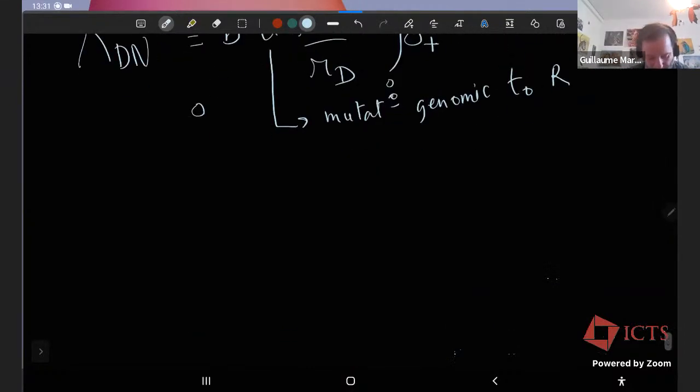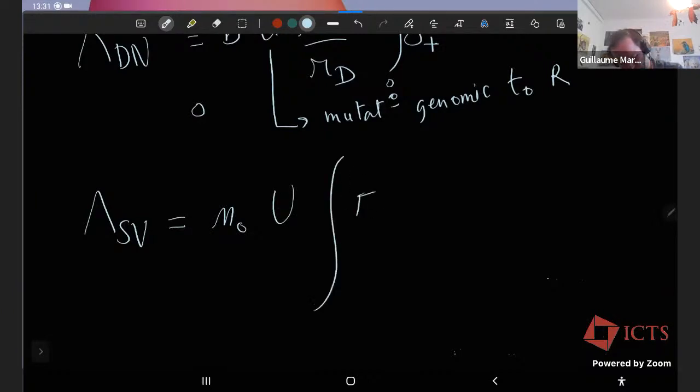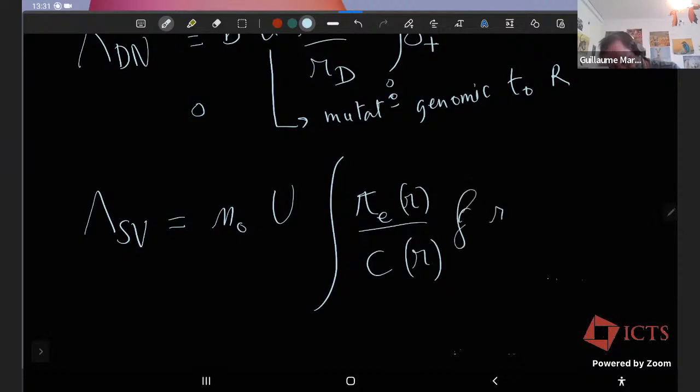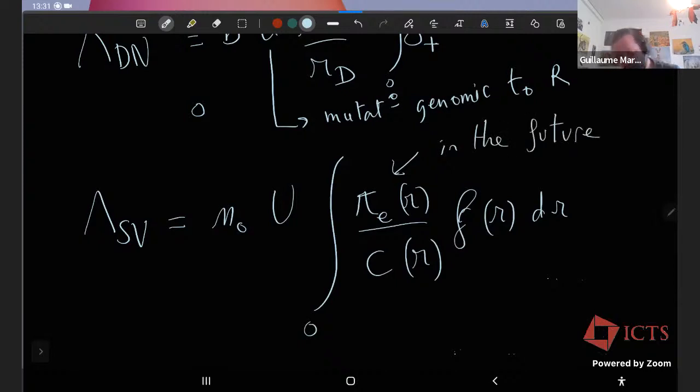For the standing variant, well, in the mutation selection balance, we had, if I remember well, N0, U, and then we had this. Again, probability of establishment, but divided by cost. So here, you have a bit more tricky thing to compute, which is the ratio between the establishment probability in the future. That's about something happening in the future. The property of the genotype in the future, and the cost of this thing in the past.